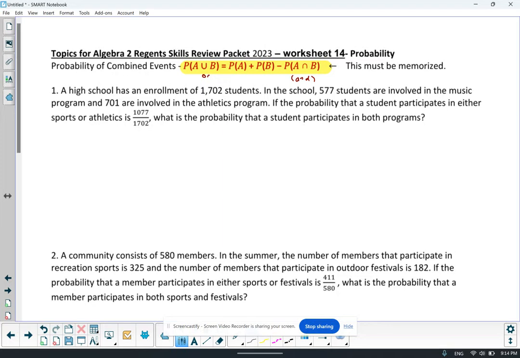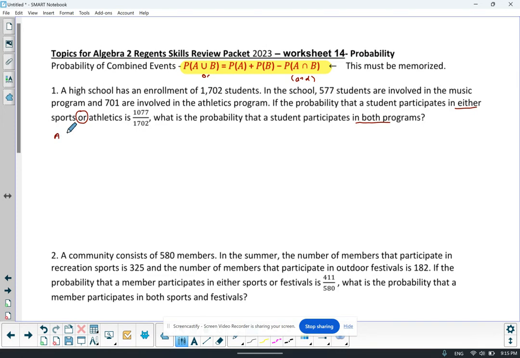Okay. So number 1, a high school has an enrollment of 1,702 students. In the school, 577 students are involved in music program, 701 are involved in the athletics program. If the probability that a student participates in either sports or athletics is 1,077 over 1,702, what is that probability that they participate in both activities?